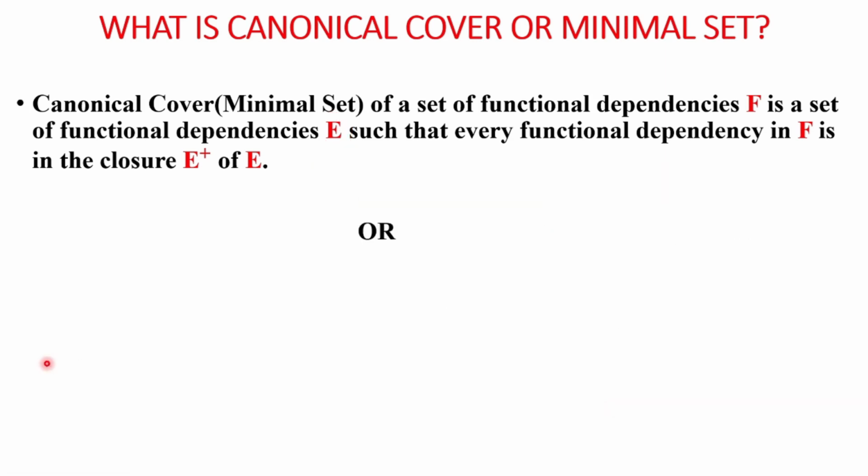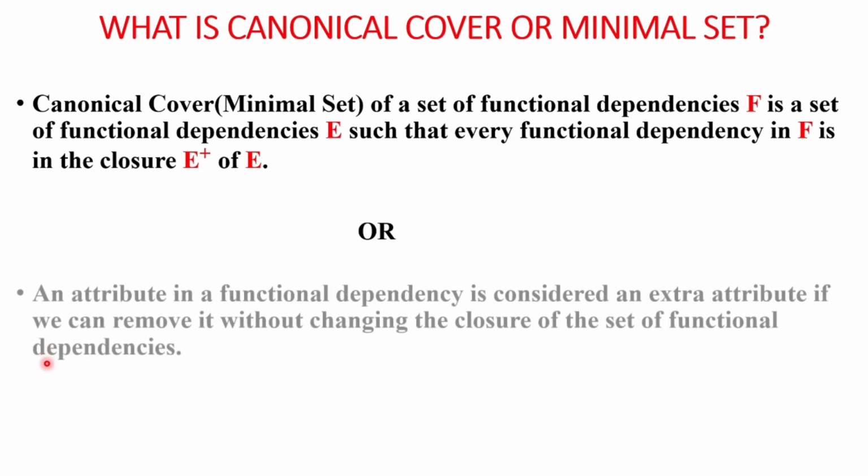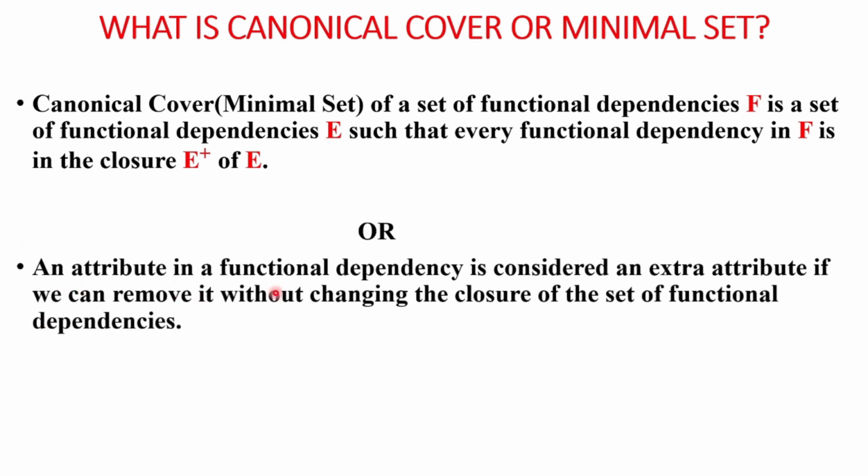Another definition for minimal set or canonical cover is: an attribute in a functional dependency is considered as an extra attribute if we can remove it without changing the closure of the set of functional dependency. So any attribute or any FD that is extra in the given set of FDs, we can remove it and we can make the minimal set of FD from the original set only. Okay, so that is the definition of canonical cover or minimal set. You can consider either this as a standard definition or this, both are correct.